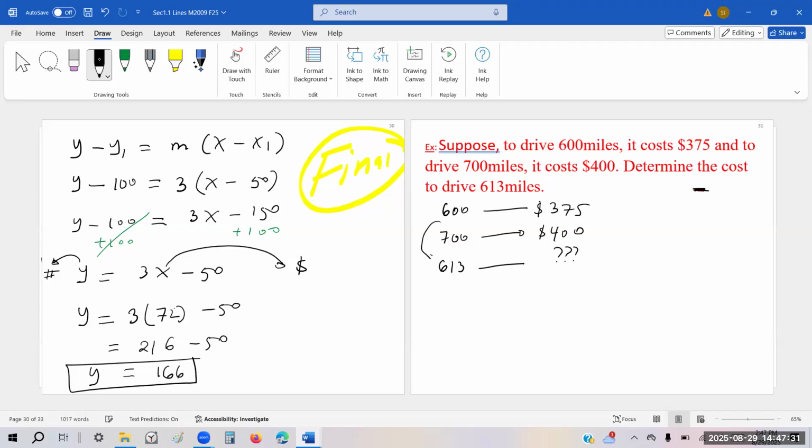So it's somewhere here. For 600, it's 375. For 700, it's 400. But between 600 and 700, if you drive, how much money do you need to have in your pocket to buy your gasoline? So what do we do? We need the rate of change, which is slope. So you can get your slope from this information.